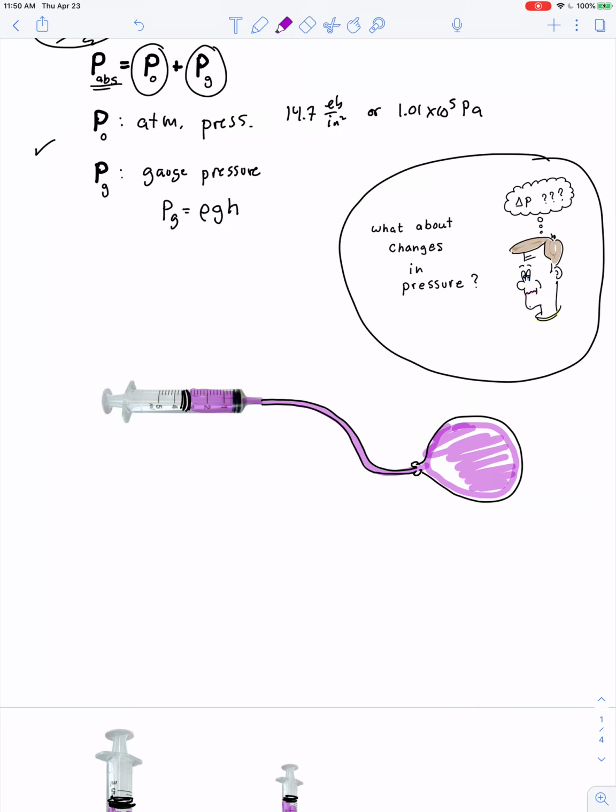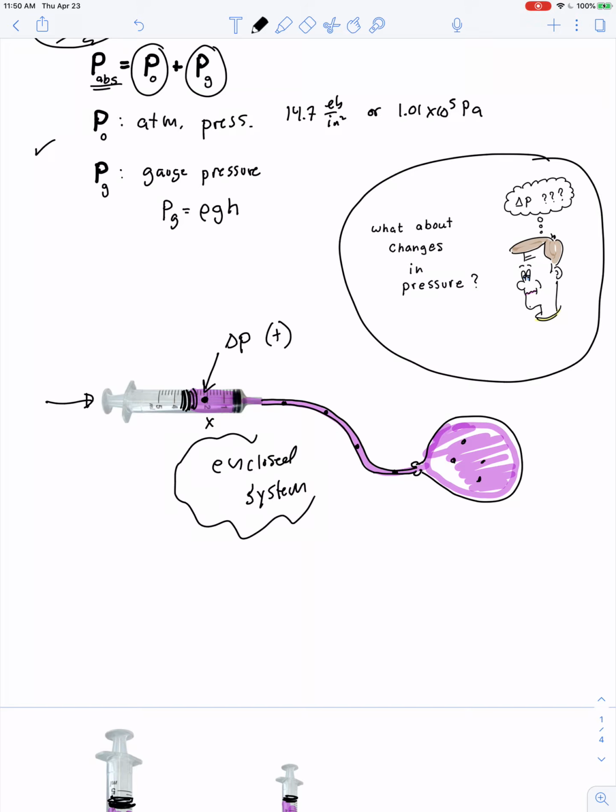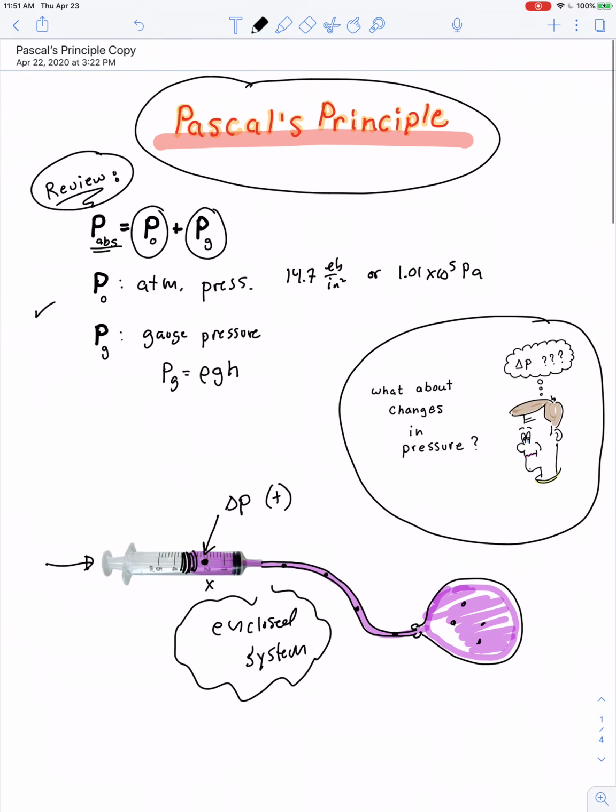What happens when we push on the syringe and increase the pressure immediately at this point just beyond the plunger of the syringe? A positive change in pressure appears at point X. But what about point Y, or point Z, or point P, or point Q, or any point? For this enclosed system, and that's the key to our study of Pascal's principle.